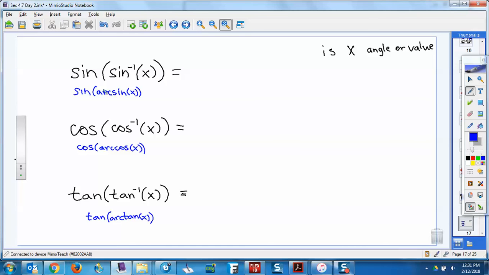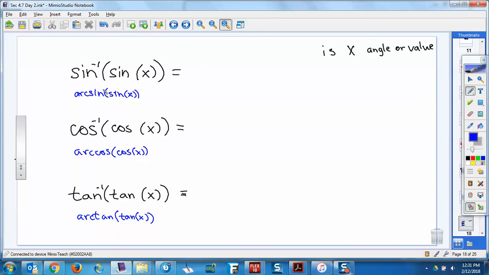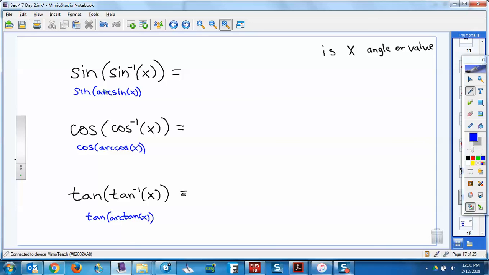Sine of inverse sine should be like the square root of x squared, which was x, sort of. It was x, but we had to be careful. There might be a restriction. But they should cancel each other out: sine and inverse sine, cosine and inverse cosine, tangent and inverse tangent. But the order we do it in is going to matter. In a minute, we're going to do it with the inverse on the outside and see what happens. But for right now, let's do it with the regular trig function on the outside.